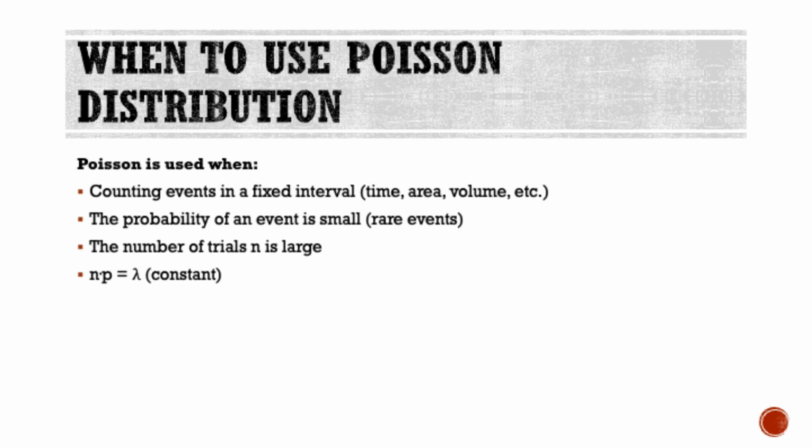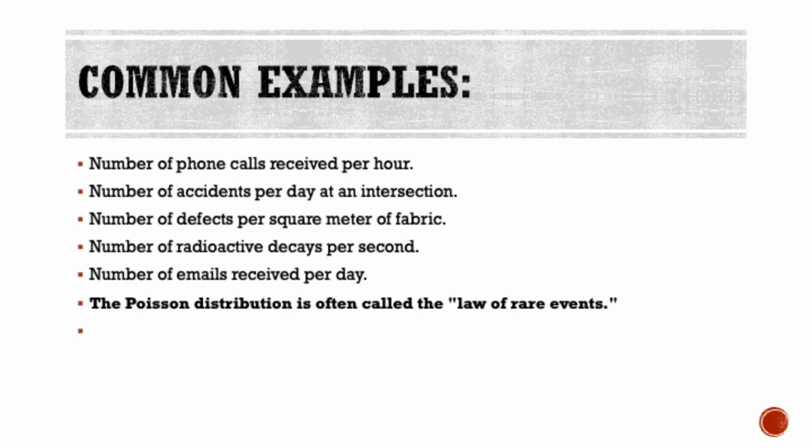It's elegant, it's simple, and it works remarkably well in practice. Common examples include the number of phone calls per hour, accidents per day at an intersection, defects per square meter of fabric, radioactive decays per second, and emails received per day. All these involve counting rare events over time or space.